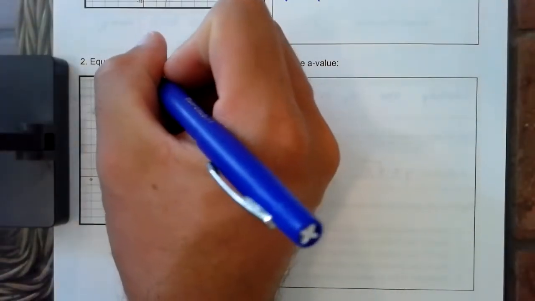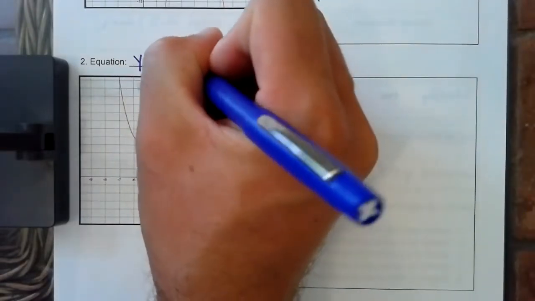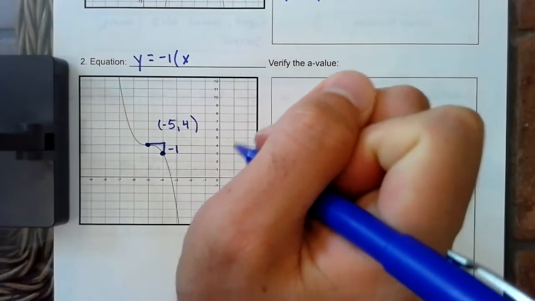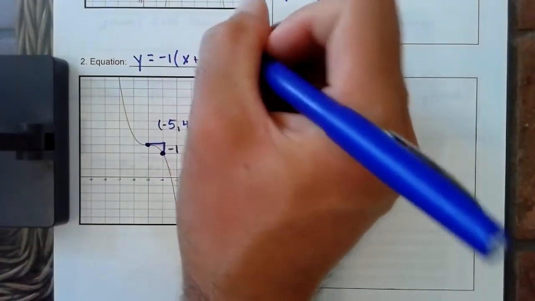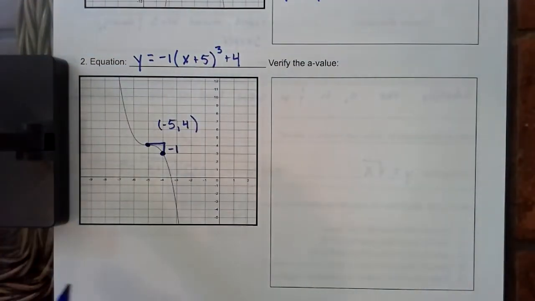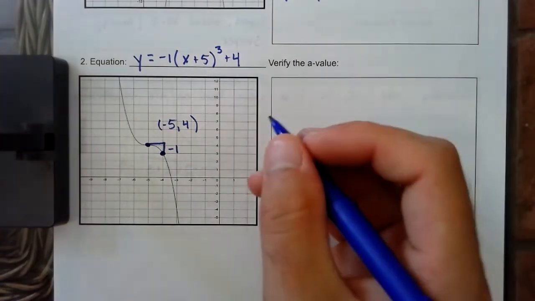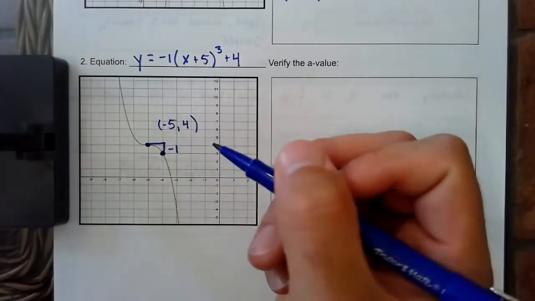So let's write what we think the equation is, which is y equals -1 times (x, I'm going to switch the sign of my horizontal transformation, so +5), cubed, and then +4. This is our guess as of now. We're going to pick a point to help us verify, and then hopefully we're all set. Now, when you pick a point, it can be anything. It doesn't need to be the exact same one as me.